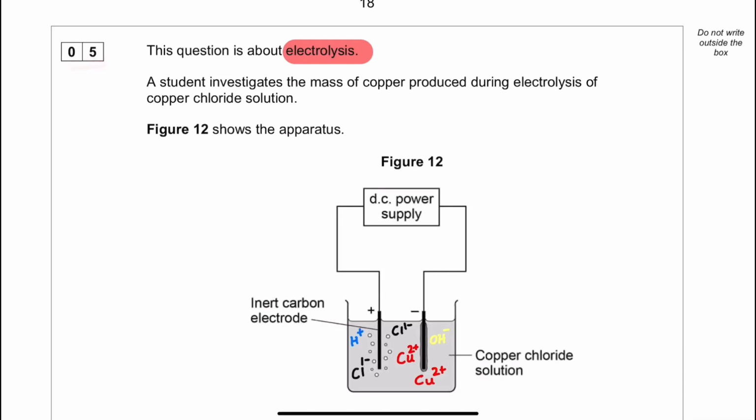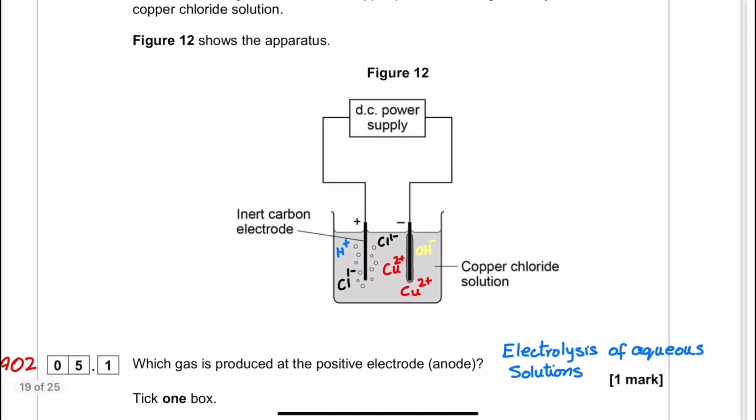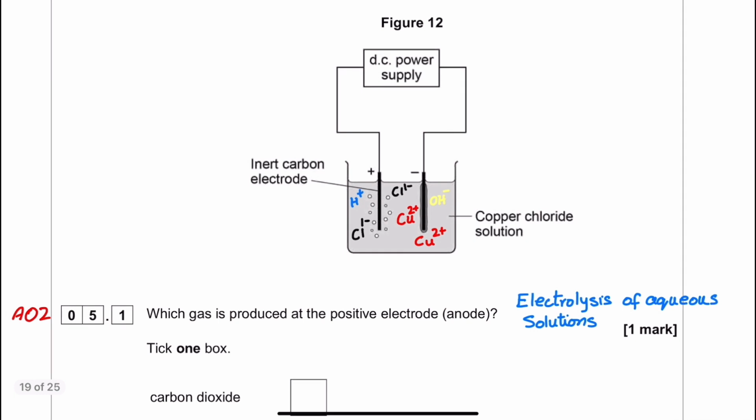Question number 5. This question is about electrolysis. A student investigates the mass of copper produced during electrolysis of copper chloride solution. Figure 12 shows the apparatus. Here in the apparatus, we know that the inert carbon electrodes are given, copper chloride solution is given, and a DC power supply is given here.